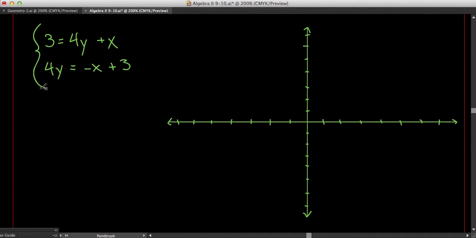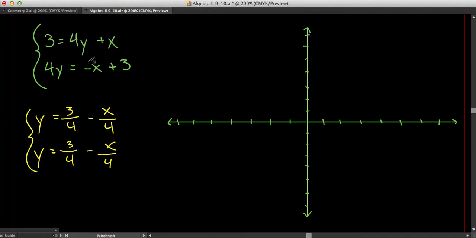So let's look at the first one, and if we solve for y, we would bring the x over here. We have 3 minus x, and then we would have to divide everything by 4. So we would have y equals 3/4 minus x over 4. And then for the second one, we could just divide everything by 4, and we're left with y equals 3/4 minus x over 4. So we actually have equivalent equations here.